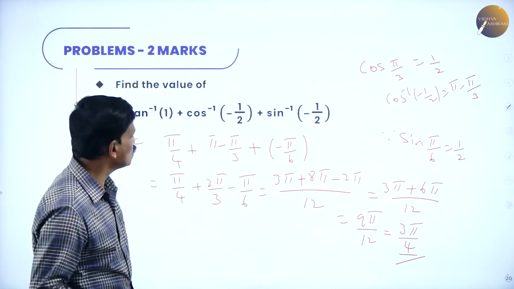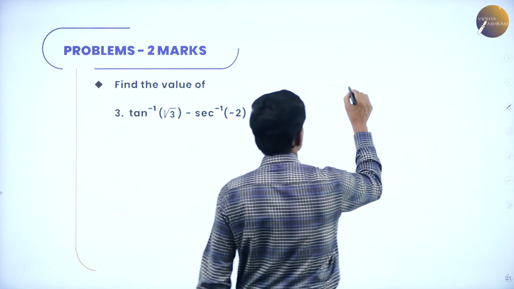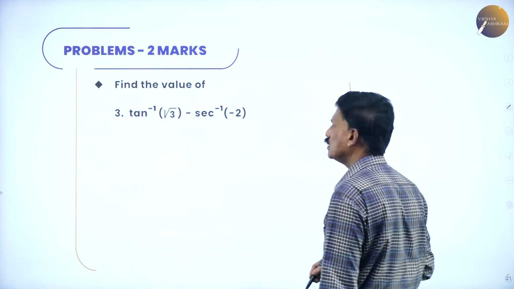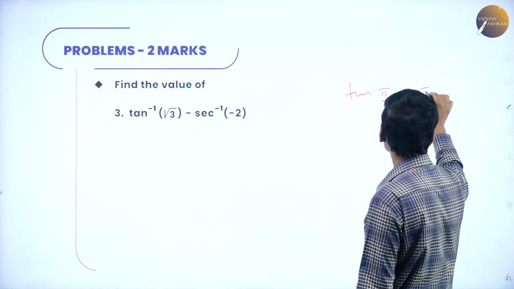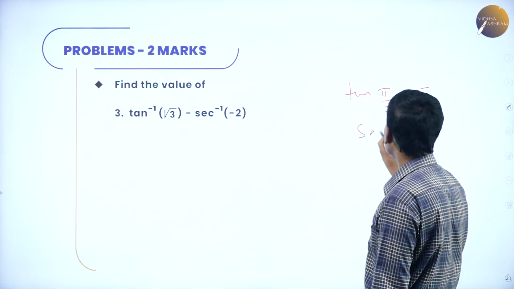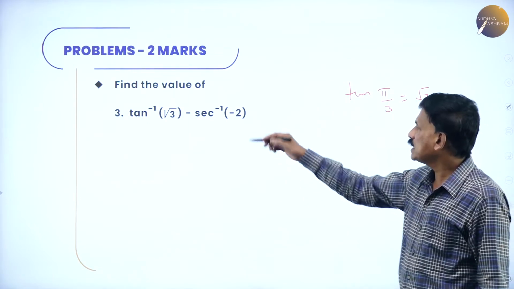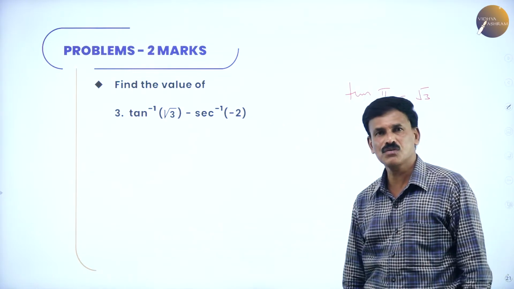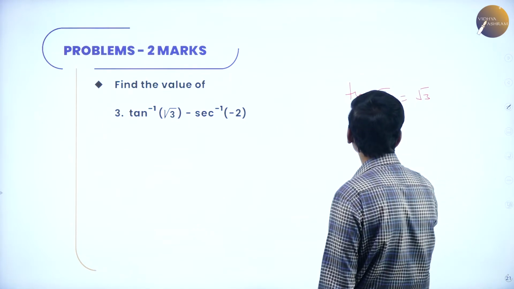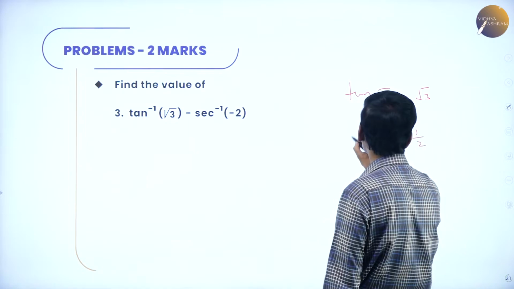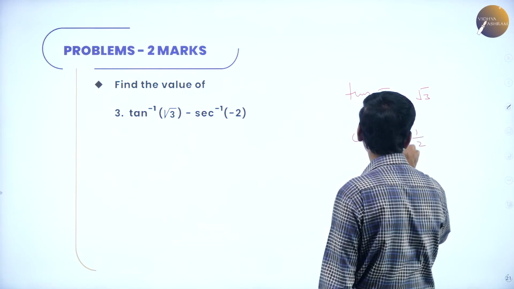Now, let us come to the next problem. Tan inverse root 3 minus secant inverse of minus 2. Now, you know the value of tan 60. Tan 60 is equal to root 3, which is pi by 3. And you know the value of secant. Secant can also be converted to cos. For what value of cos will you get 1 by 2? The 1 by 2 for cos is for cos 60 degree. Cos 60, that is nothing but pi by 3.